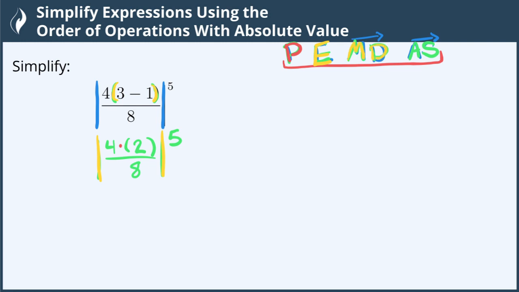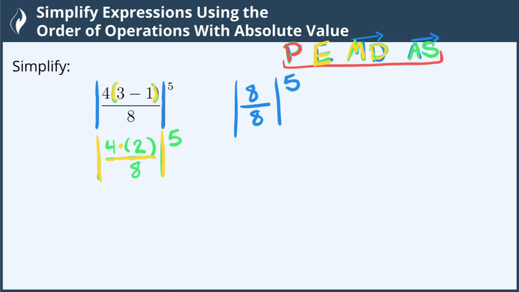Multiplying and dividing from left to right. I have a multiplication between the 4 and the 2 and a division sign between what we get for the product and the denominator. Since I'm moving from left to right, or in this case from top to bottom, we'll multiply first. 4 times 2 is 8, and then we'll evaluate the division second.